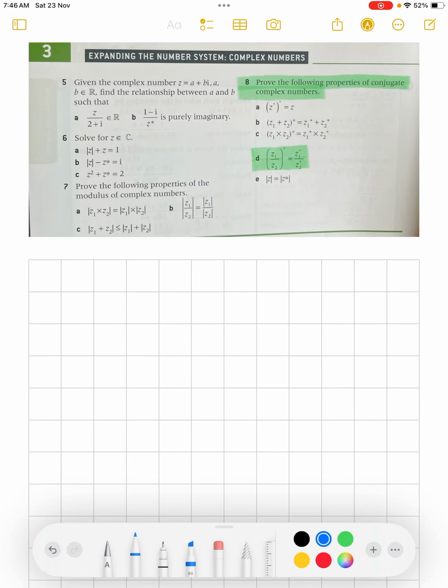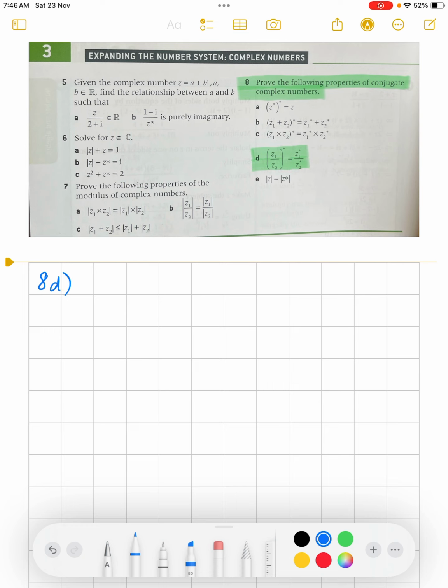Well, thank you for joining me on exercise 3G. I'll be looking at question 8D. It says prove the following properties of conjugate complex numbers, and we've got the conjugate of Z1 over Z2, and we want to show that it equals the conjugate of Z1 over the conjugate of Z2.